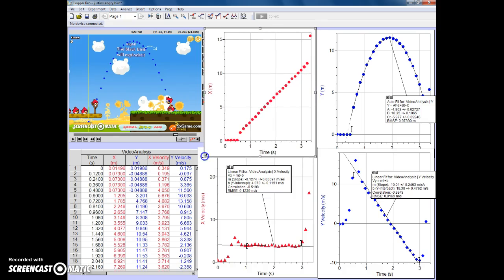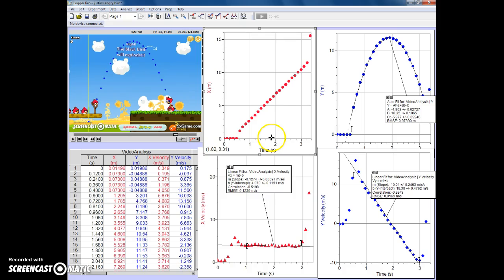When analyzing these graphs, the first thing you should know is that the slope of the x displacement and y displacement graphs should be these graphs. Since this is a constant line, it's a constant slope, so its x velocity graph should be a constant horizontal line. So that makes sense.